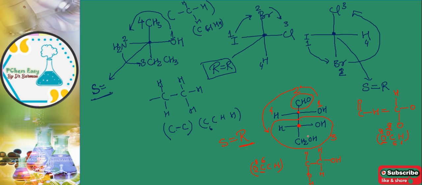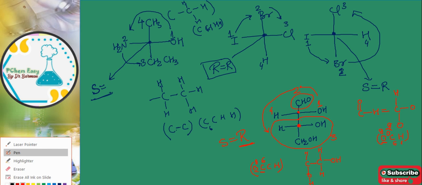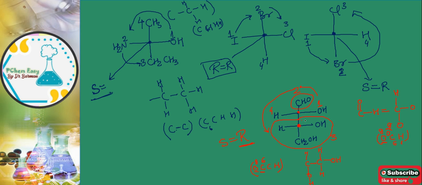Understood? Likewise, you have to assign the configuration of that third carbon. Okay, let's try. Now, again, in that carbon, we have to find the 4 different groups. So what are those 4 different groups? See, this is group 1, group 2, group 3, and for this carbon, this will be group 4.